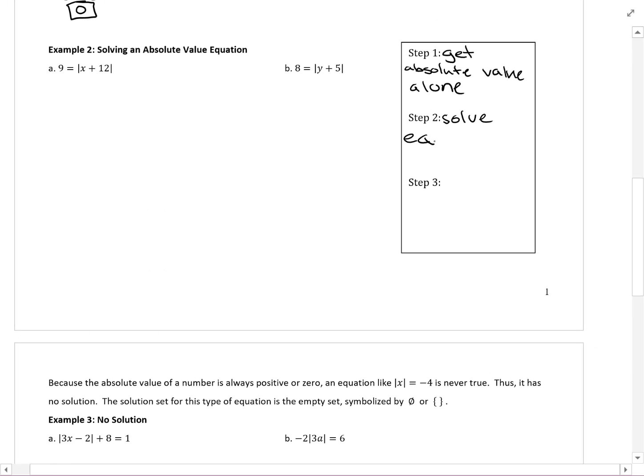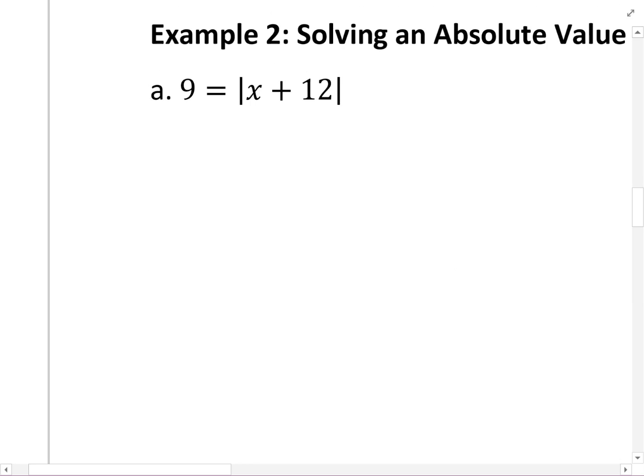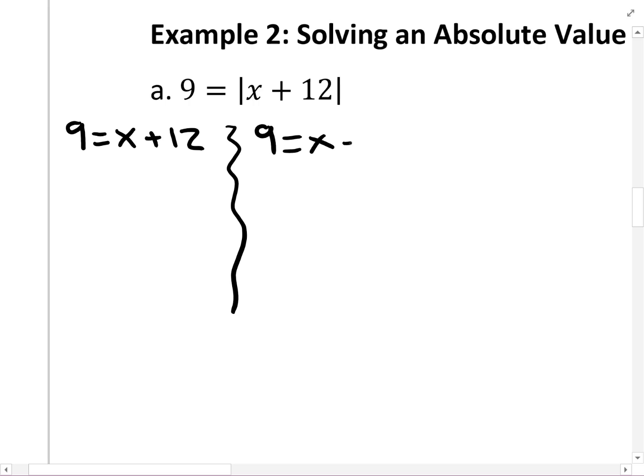Solve each case. And I'm putting case in quotes because I'm about to tell you what that means. Example 2 part A, I'll set up my cases. You just write the same thing again, but without absolute value. Case 1. Case 2 is almost the same, write the same equation without absolute value, but this time you have to make the thing that's not in the absolute value opposite. So opposite of 9 is -9. Those are your cases. They're almost identical.